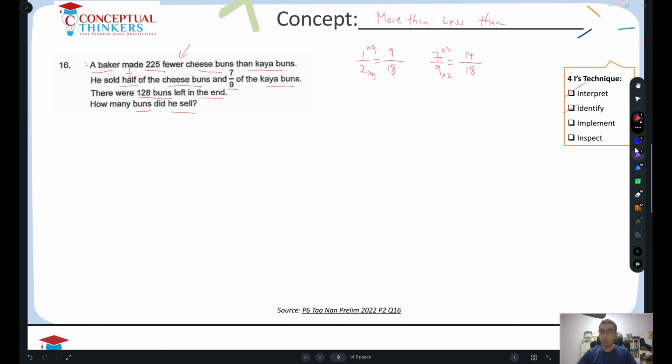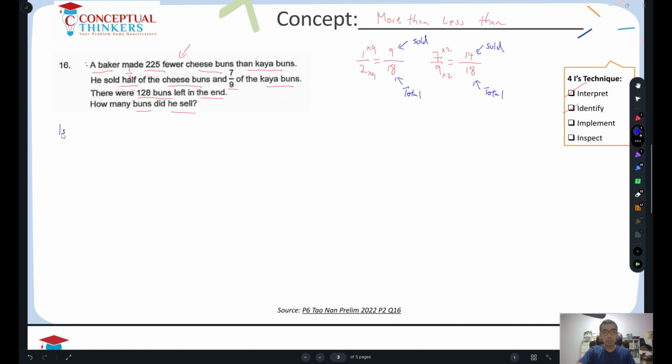This means that my denominator will represent the total, and my numerator will represent the units that were sold. Okay, now this is important. The reason is because the question is asking how many buns did he sell, right? Which means that 9 units and 14 units will be the key information to solve the question. Okay, now with this, we can start to draw the model.